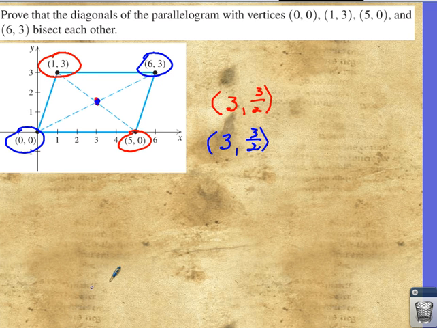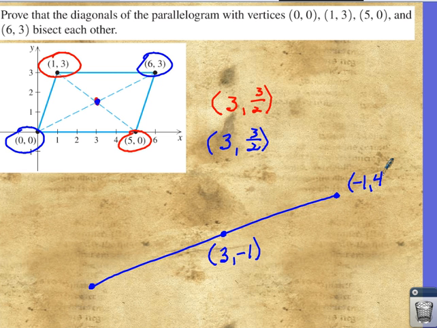If you're ever given a problem, and this is more for the ACT, because I don't think you have one on your test like this, but if you ever have the problem on the ACT where they give you the midpoint and they give you one of the endpoints, let's say (-1, 4). We did cover this in geometry, and they asked for the other endpoint. Here's your shortcut.